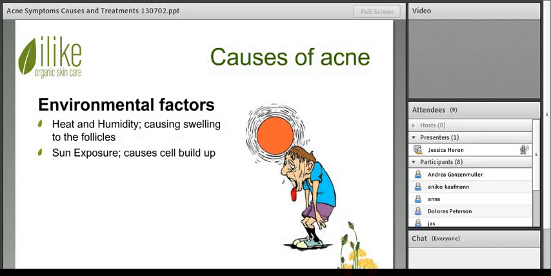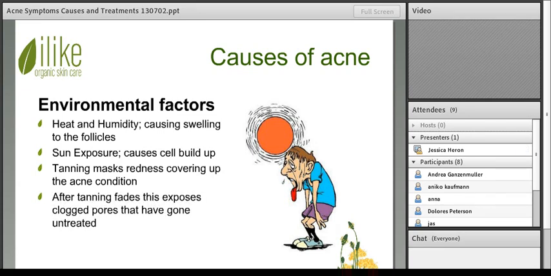Also some environmental factors. Heat and humidity cause swelling of the follicles, and sun exposure causes cell buildup. That really can produce a lot more oil and bacteria in the follicle as well. Tanning makes redness, covering up the acne condition. A lot of people go tanning to help even out the skin tone and color, but they're actually covering the condition up. And after tanning, the exposed clogged pores that have gone untreated, because they were covered up and they weren't doing anything, are actually worse.